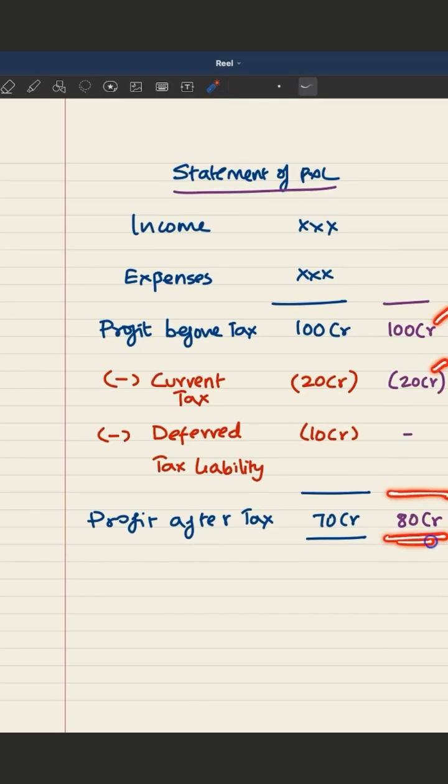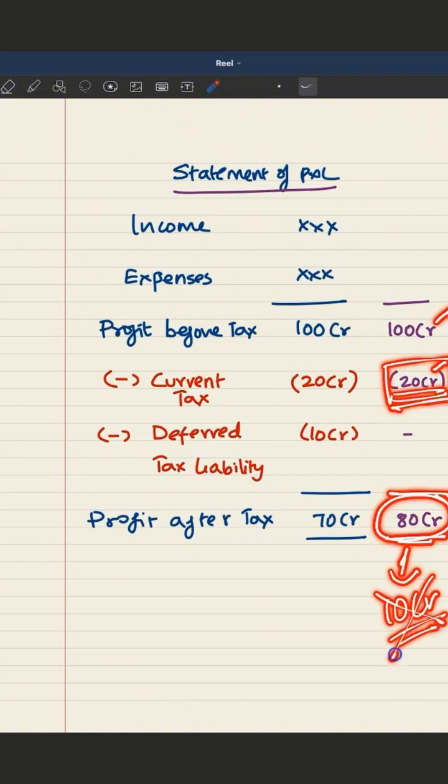So this will give an illusion that this business has made 80 crore profit, but we know their tax obligation is 30 crore, out of which only 20 crore is provided for. So that is misleading, right? We know it is 30 crore, but what is captured or provided here is only 20 crore. So here the profit after tax is inflated by 10 crore. So that is not correct. That's why deferred tax liability is provided.